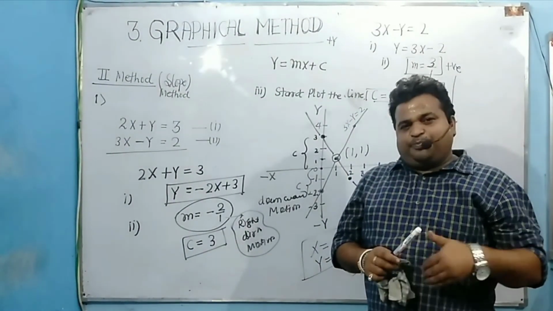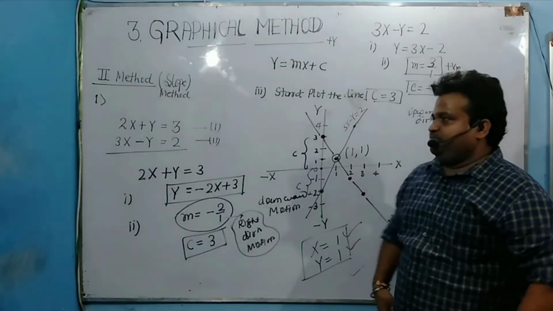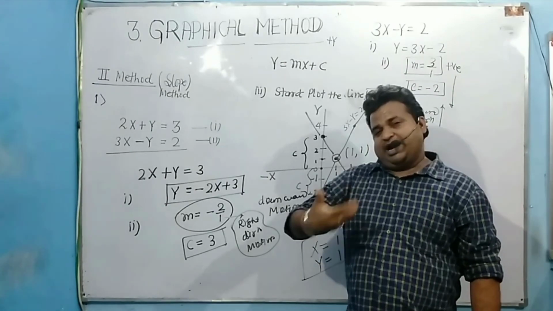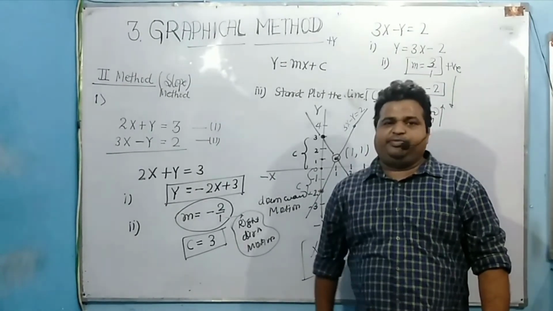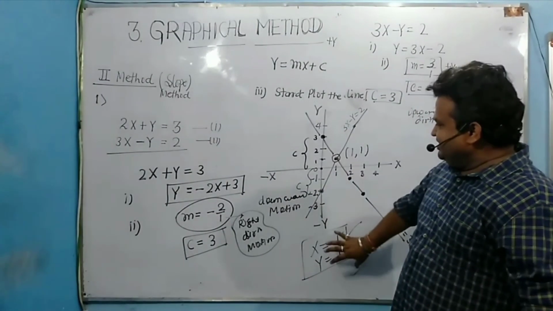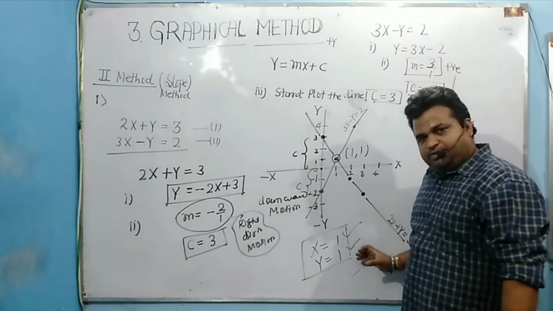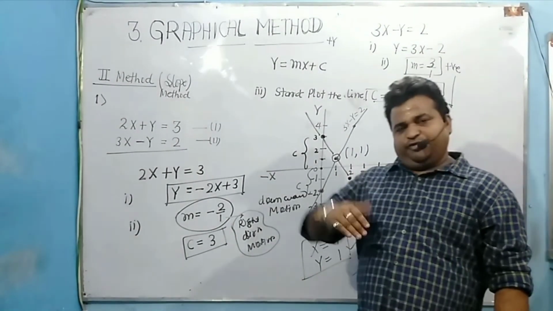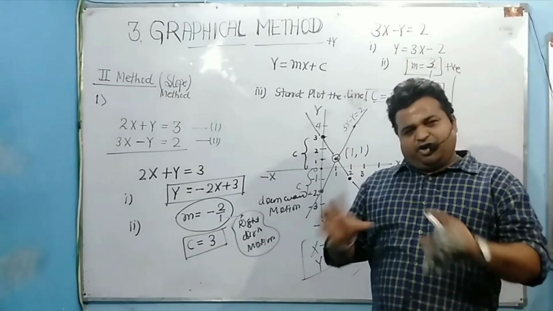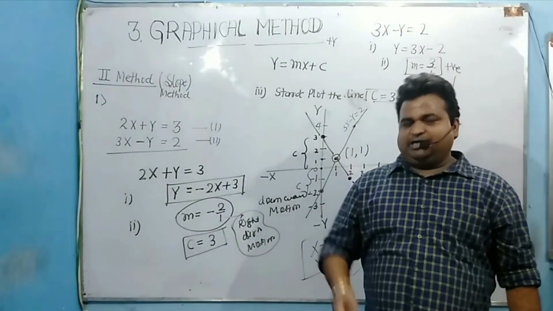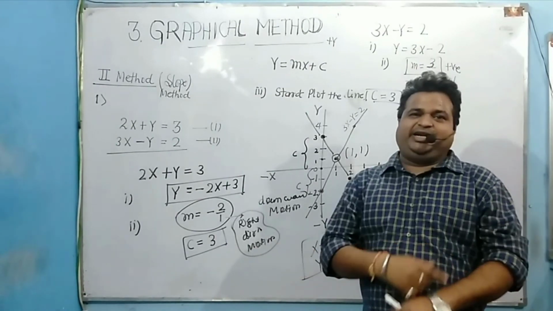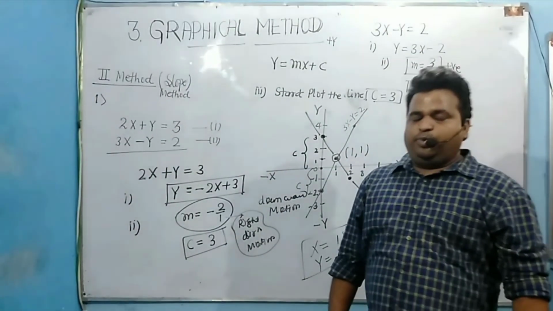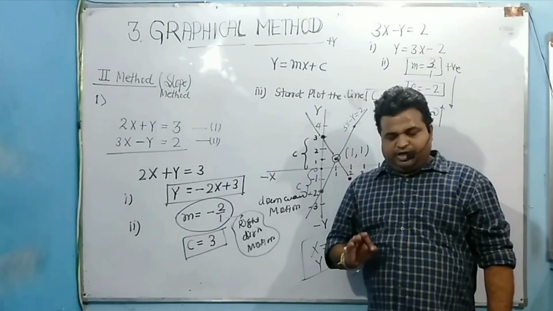Now, when you practice this slope method, it will give you more clarity of concept, and you will easily get the solution. But if you are not clear with this concept, you go with the first method: find out the tables, different coordinates, plot the points, draw a straight line. Two straight lines intersecting at one common point will be the solution of your linear equation.